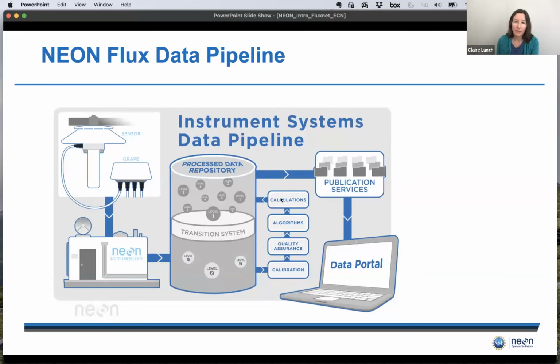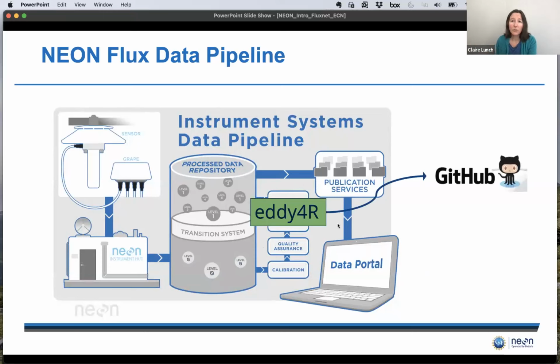Now, this step here of taking the raw data and making it into something processed, that is really the process that Jiahong was talking about in the first presentation, the basic process that we're all familiar with of getting raw data into calculated fluxes. And so the software that NEON uses to make those calculations, to calculate the fluxes, is the Eddy 4R package. That is publicly available on GitHub if you are interested in either using it or just understanding better the algorithms that NEON uses to produce the flux calculations.